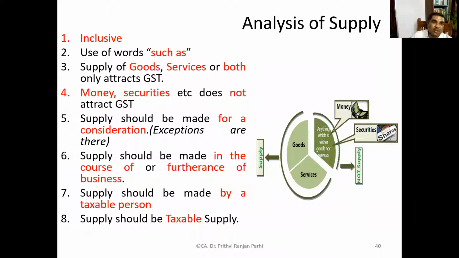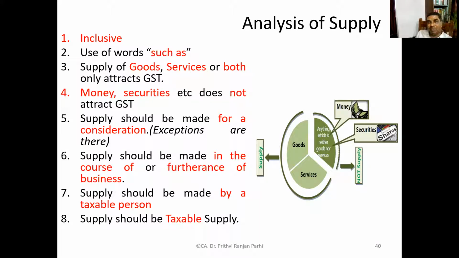Now you see, supply of goods and services, both attract GST. And money and securities do not attract GST. Why do they not attract GST? Because they do not come under the definition of goods. We have already seen the definition of goods, which excludes money and securities. Therefore, they do not attract GST.